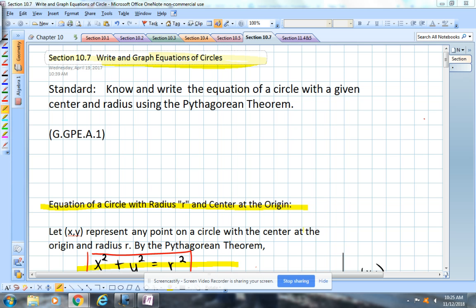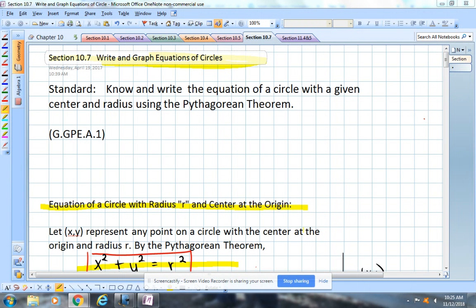Like I said, in Algebra 1, you did a lot of equations. You did equations of lines. Mainly, we talked about slope-intercept form, y equals mx plus b. We talked about other forms of equations of a line, point-slope form, standard form.